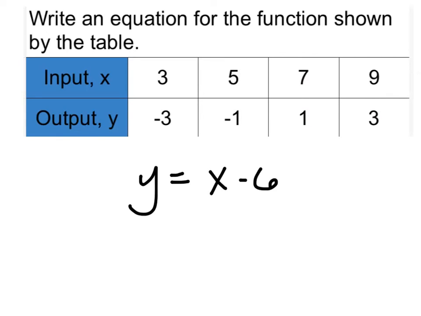Of course, once I have it written, I want to test it with those other inputs and outputs that I haven't checked yet. So 3 minus 6 will give me negative 3, and 5 minus 6 will give me negative 1. So that will work. Now, even though these 3 examples all dealt with subtraction as the function, you could do this with addition, multiplication, and division. So it's not limited to just subtraction.